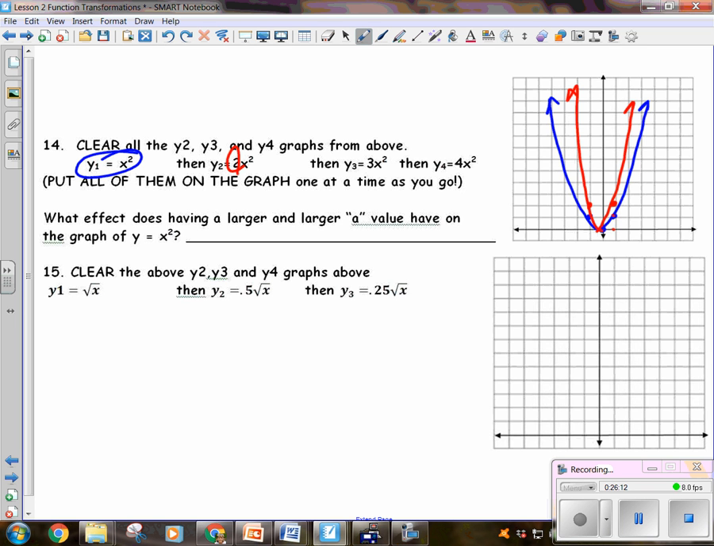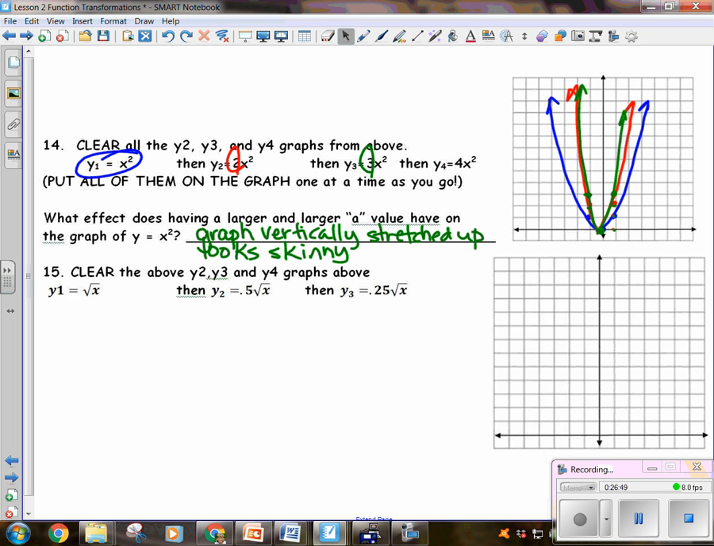What would happen if we put a 3 in the front? Well, from the center, it would come over 1 and up 1, 2, 3. So this parabola would be even skinnier than that one, and so forth. So what effect does having a larger and larger a value have? The graph is vertically stretched up, and it looks skinny. Okay, that's a good way to talk about it.